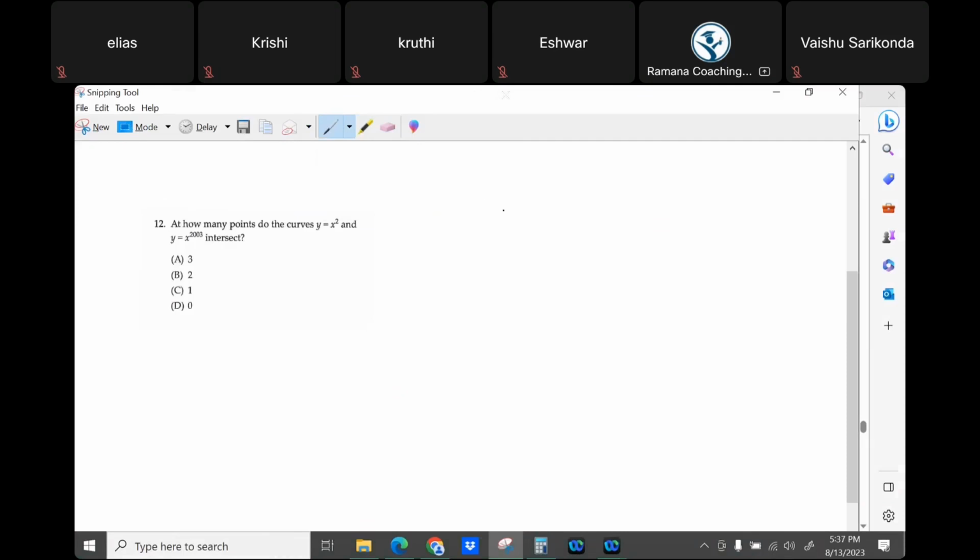At how many points do the curves y equals x squared and y equals x to the power 2003 intersect? Many of you have seen this and say, hey, there is something fishy here. I don't know how to attempt that, right? But it's dead easy. Let me explain. So now let me explain it.